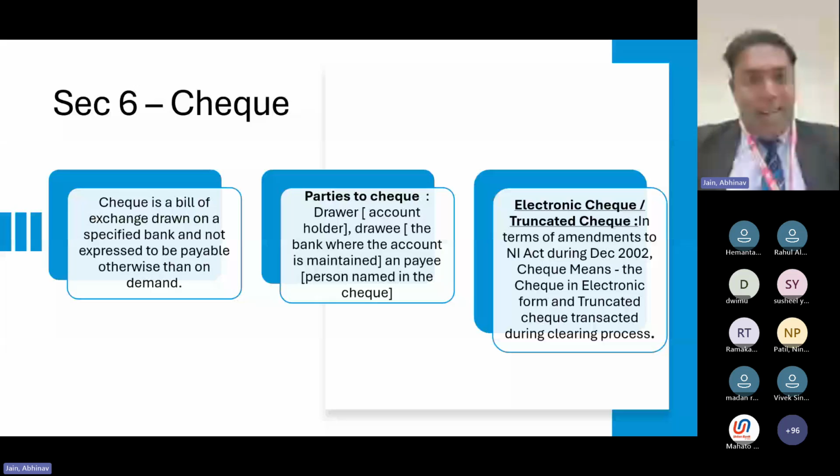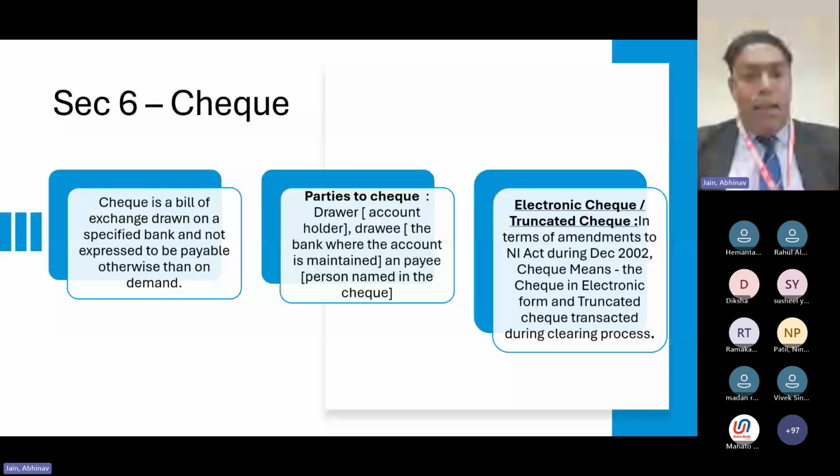So please understand, there's a difference between truncation of check and electronic check. What is happening in truncation of check during clearing? We are stopping the physical movement of check and we are using an electronic image of the check for transmission and for clearing. But in electronic check, we are using digital signature. So that is the key element. We are using crypto signature or biometric signature or a digital signature for that matter. So this is the difference between electronic check and a truncation of check.